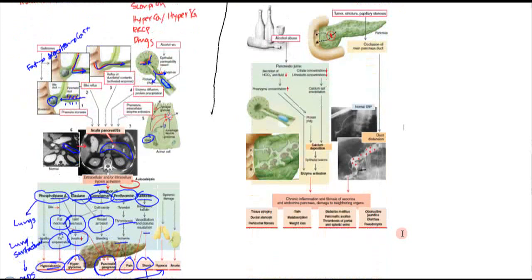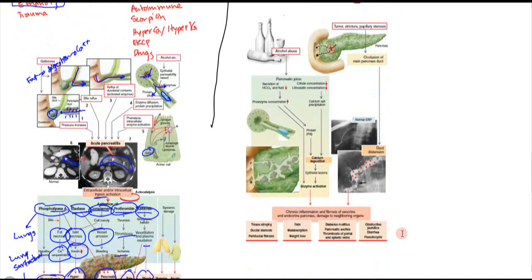Let's first look at the alcohol. How does alcohol eventually lead to chronic pancreatitis? With alcohol abuse, what you're primarily looking at is that you're changing the quality of the pancreatic juice. Firstly, you decrease the secretion of water and bicarbonate. So what does that mean? Well, obviously you're going to increase the concentration of enzymes, and if you increase the concentration of enzymes, you get enzyme activation, and you get all the problems that you get in acute pancreatitis.